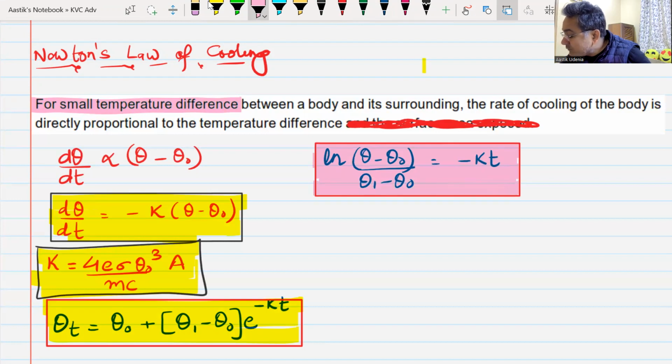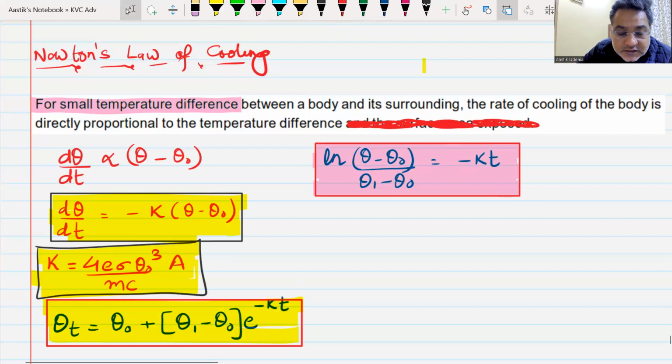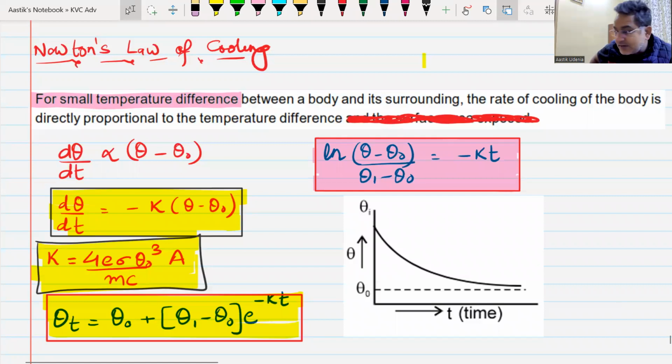Yes, sir. If you draw a graph, this is an exponential graph. The graph between the temperature of the body and time would be an exponential graph, which would be like this. Do we understand this? This is known as Newton's law of cooling. I'll give you 2 minutes to note it down.